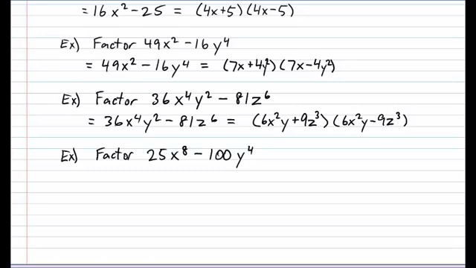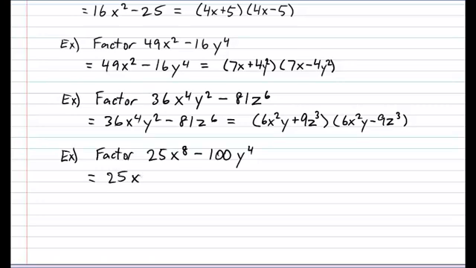Alright, let's see how you guys did. Well, first I'm going to establish that this is in fact a difference of perfect squares. The subtraction is there, and 25x to the 8 can be broken down into 5x to the 4 times 5x to the 4, so that's okay. And the 100y to the 4 can be broken down into 10y squared multiplied by 10y squared. So that's also a perfect square. Good. So let's apply the technique.